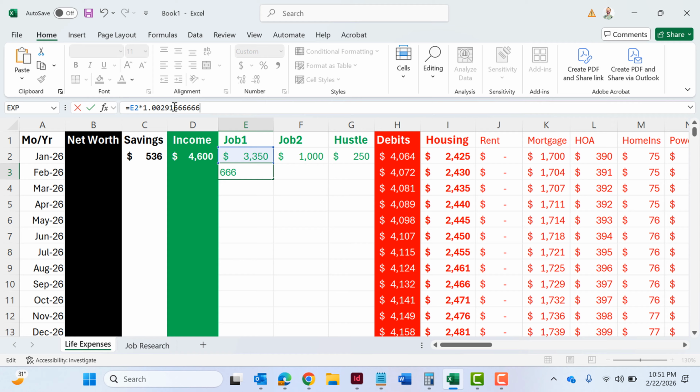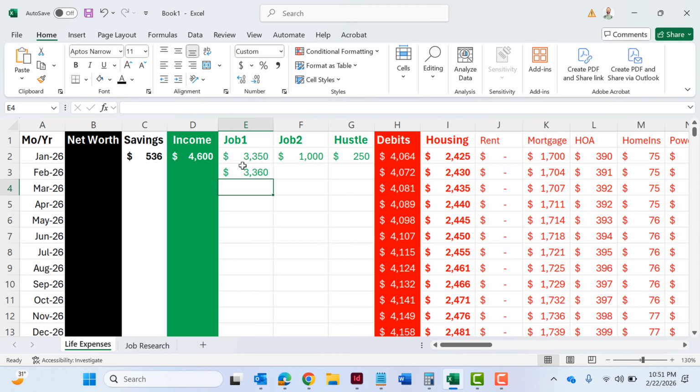Add a few more 16s there. And we can see that a 3.5% annual increase in our job is about $10 a month. That's pretty nice. So let's take this equation, pull it over, the little square on the right bottom of the cell. Look at that. It applied the same equation for our other two sources of income.